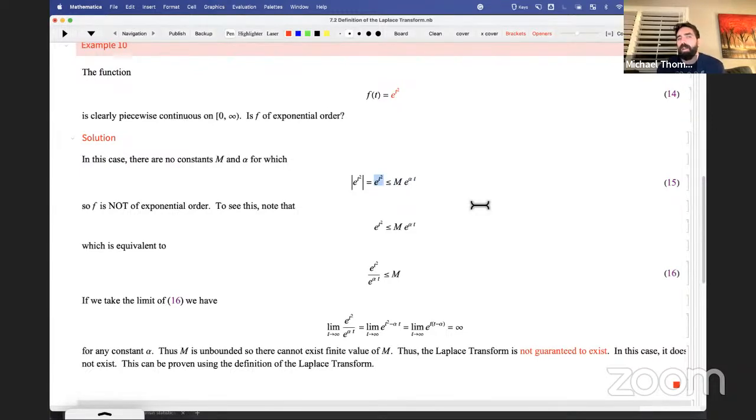If you want to show it, little trick, you can just take this guy. You can divide both sides by e to the alpha t, and then take the limit as t goes to infinity. And what you'll notice is that this quotient goes to infinity, which means you have infinity less than or equal to m. So there's no finite m that'll do that. Okay, so that's a way to prove it if you wanted to. Yeah, and so in this case, the Laplace transform doesn't exist. In fact, we proved it just a few moments ago above. We went through and tried to do it, and we saw that it blew up. So that's not going to work.